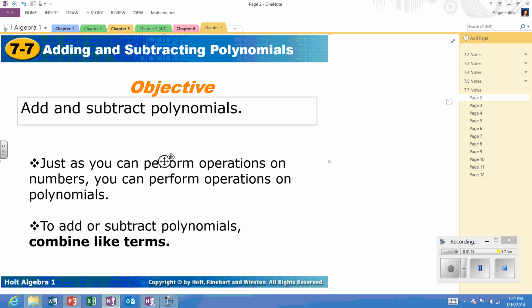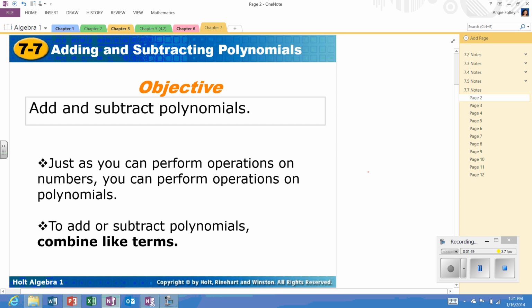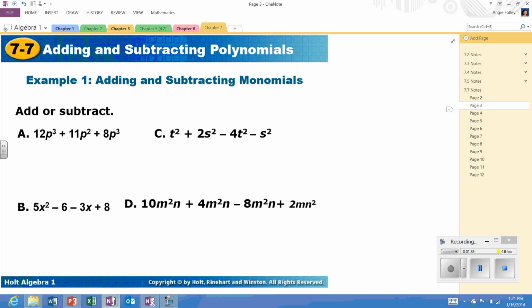So today we're just going to look at adding and subtracting polynomials. I don't know what that little arrow thing is right there. There, it's gone. Just as you can perform operations on numbers, we can perform them on polynomials. So we're going to look at adding and subtracting them by combining like terms, which is kind of what we just did in the warm-up.